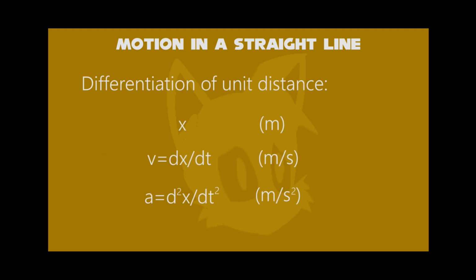Well, of course. There are three different cases of distance units. Distance x is in meters. You must differentiate with respect to time. This becomes velocity v, in meters per second. And differentiated again, we get acceleration a, in meters per second squared.